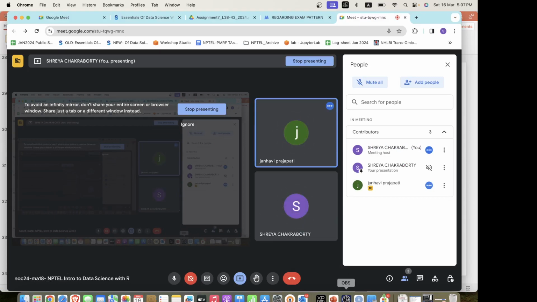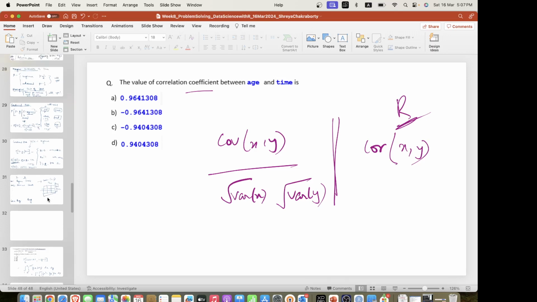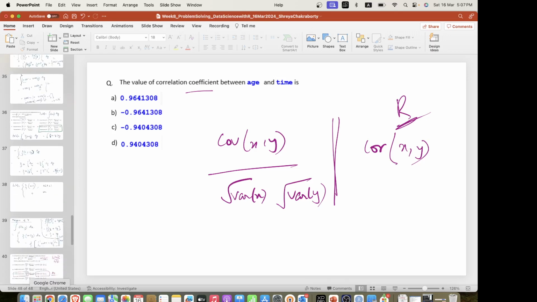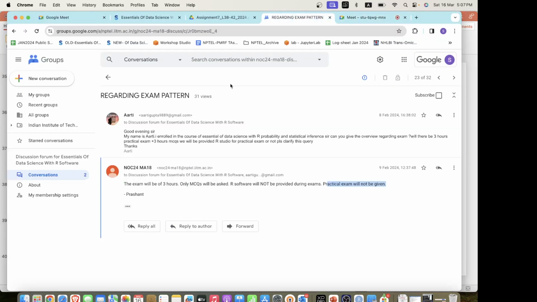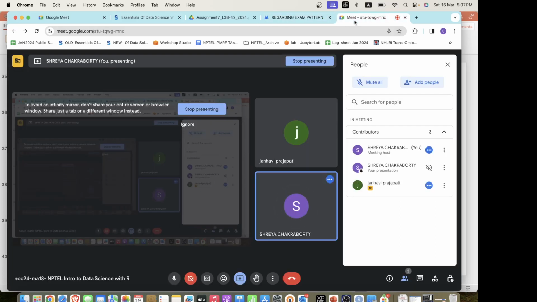Okay. All right. So one more thing I would like to point out with respect to examination pattern. I saw this Google conversation. Here it is mentioned that the exam will be for 3 hours, and only MCQs will be asked. The software won't be provided, but it is imperative that you learn the commands and what they do, so that if questions come like what is the command, or what is the output generated if you type this, you will be able to answer those kinds of questions.